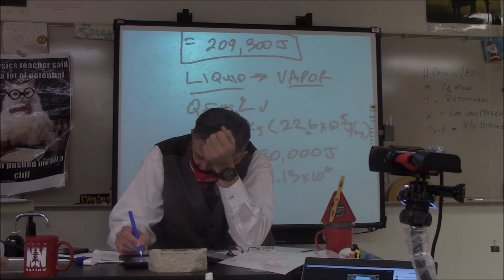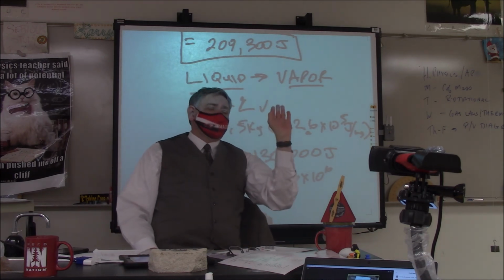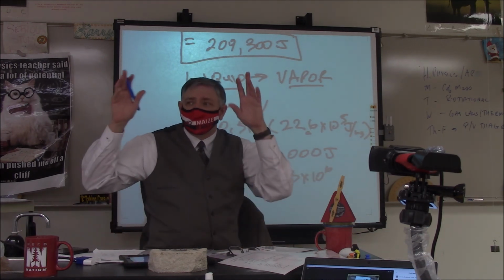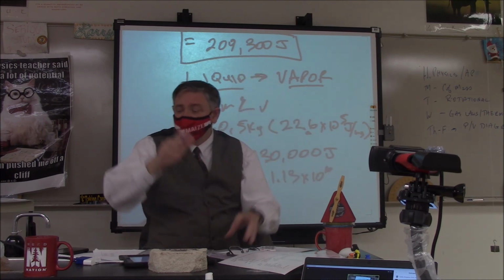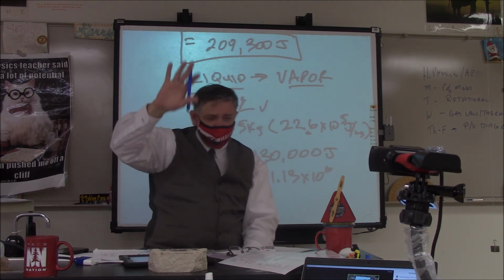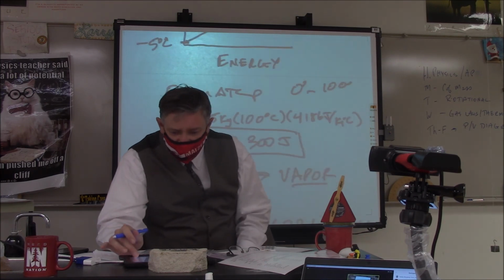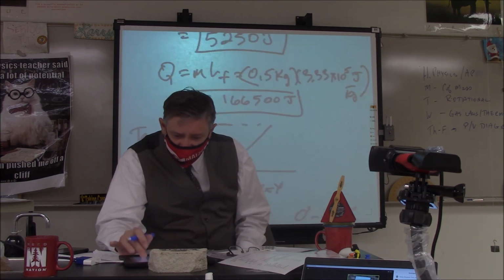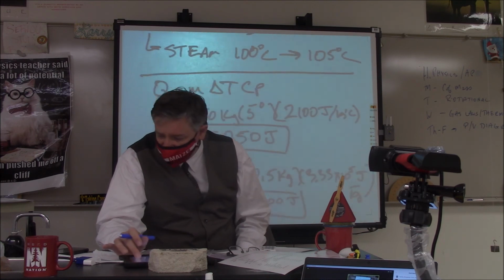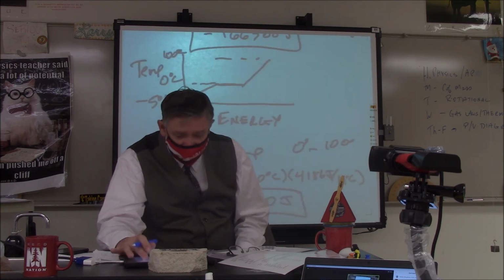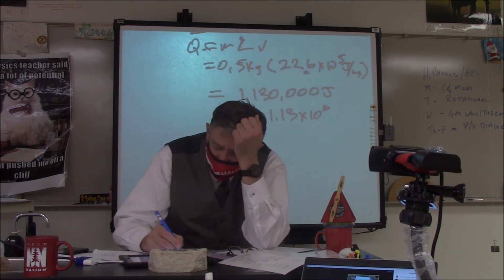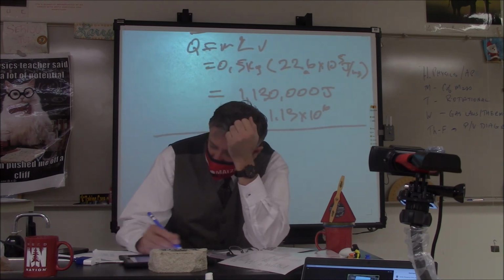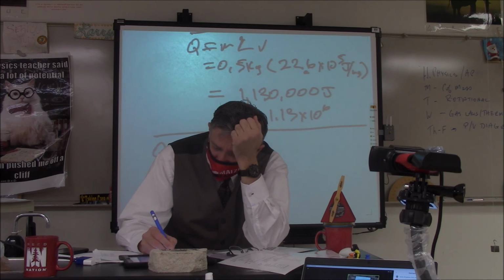So here's our last calculation. Now we have this vapor that's at 100 degrees. Now we need to take that vapor and warm it up from 100 degrees, I don't remember what I even said, up to 105. So now we're going to heat up the vapor. So here's our last calculation: M delta T C sub P.